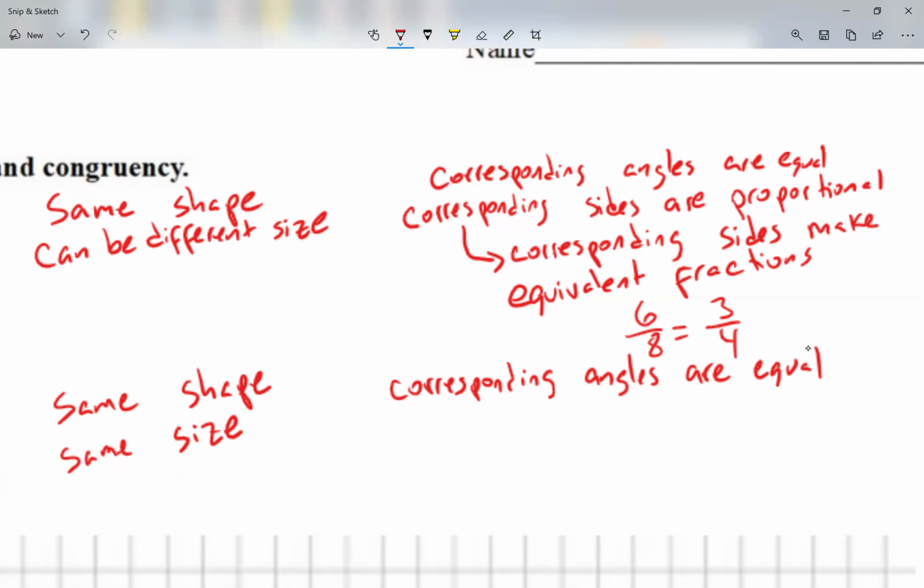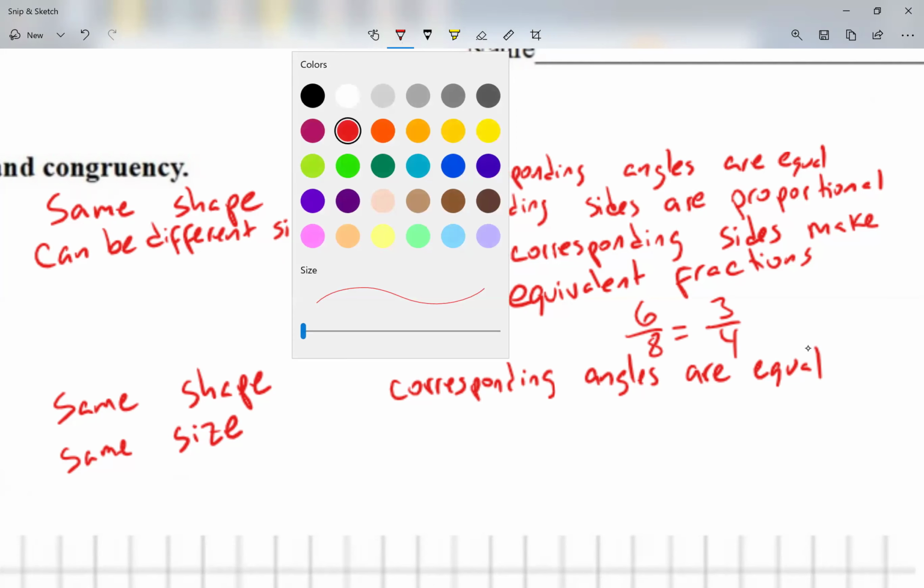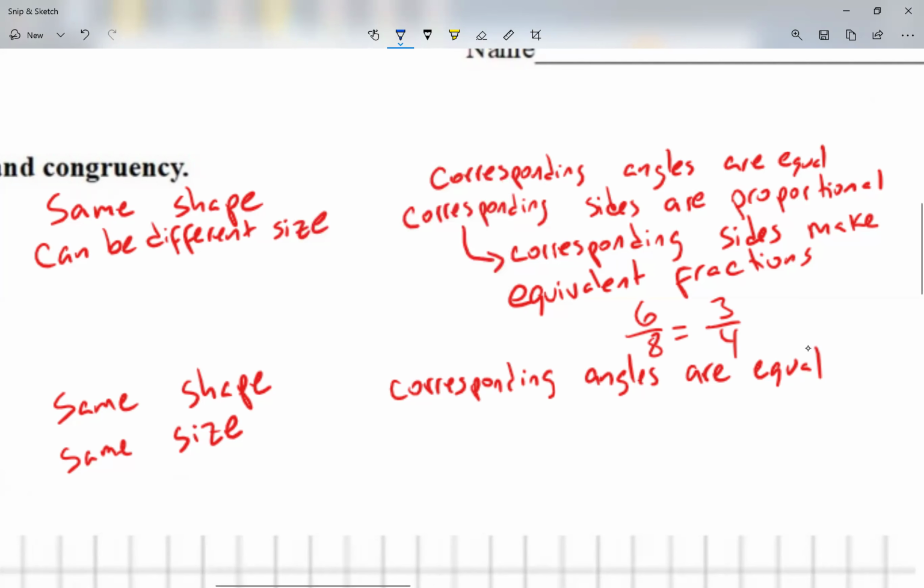What's another way we can check? What if I'm not really good at simplifying? What's another way I can check for equivalency? 6 times 4 equals 24. 8 times 3 equals the same thing. So equivalent fractions means if I simplify them, they simplify to the same thing, and if I cross multiply, they give me the same result. That's what equivalent fractions or corresponding sides being proportional means.